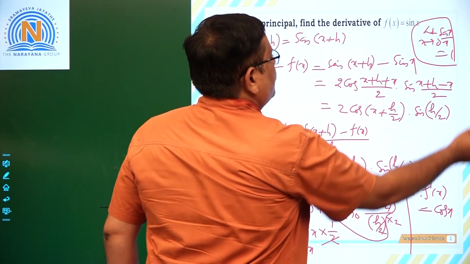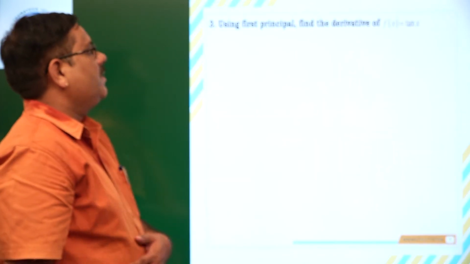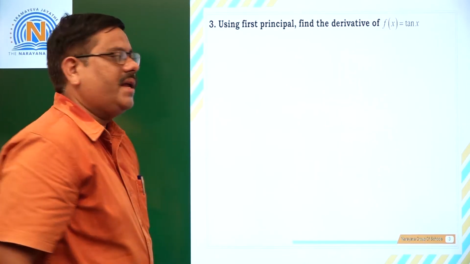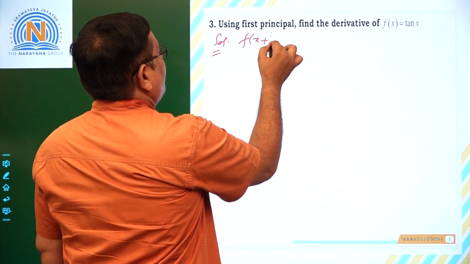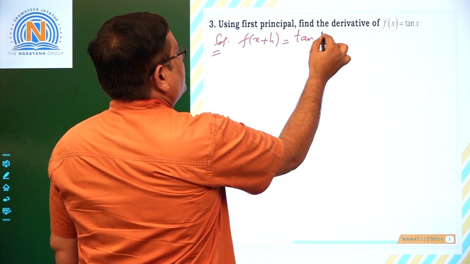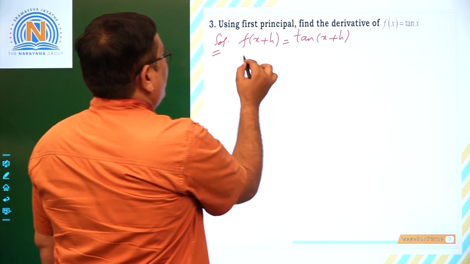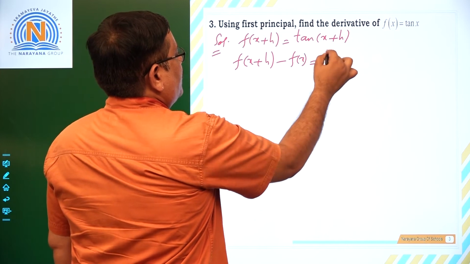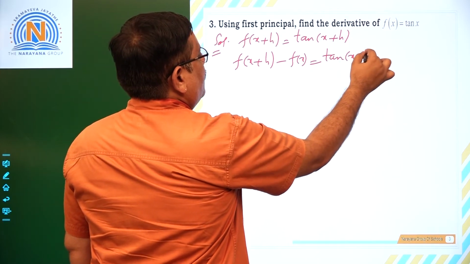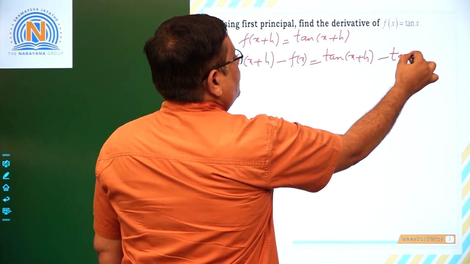Okay, let us see the next question. Using first principle, find the derivative of f(x) = tan x. Similarly, we have to find f(x+h), that is tan(x+h). Then f(x+h) minus f(x), that is tan(x+h) minus tan x.